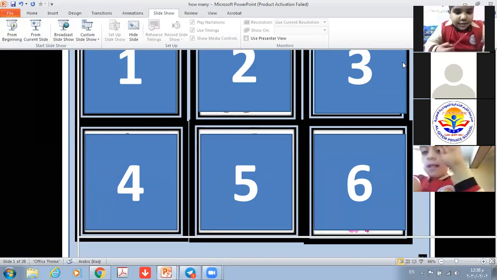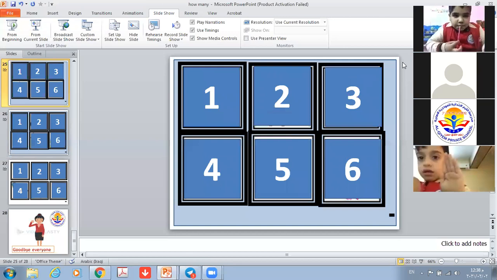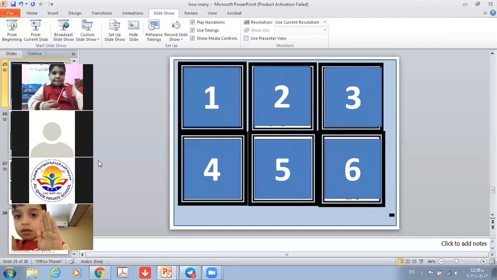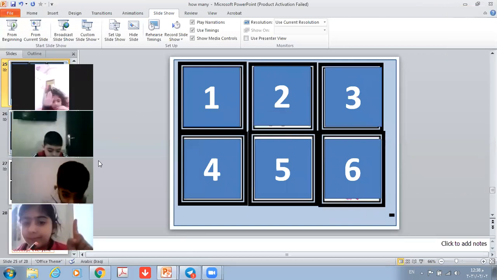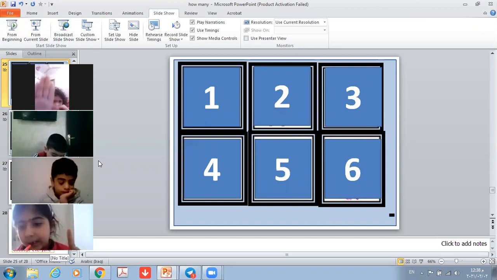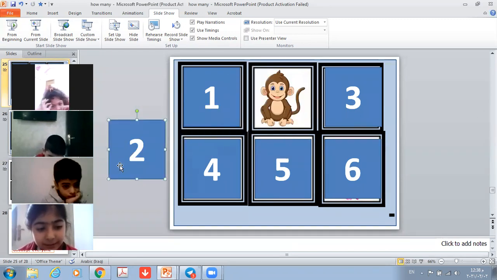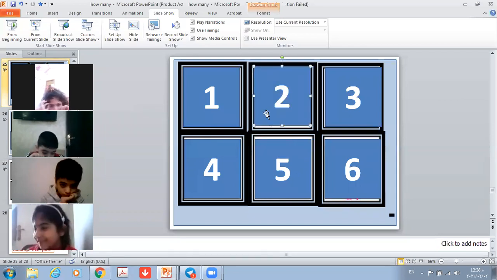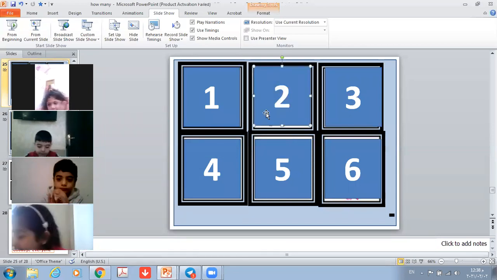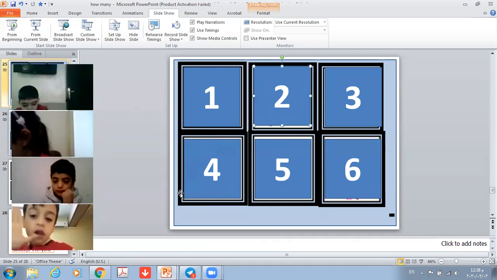So, I will ask you, where is the monkey? Can you find the monkey? Yes, Rawan, where is the monkey? Is it two? Okay, let's see. Yes, very good, Rawan. It's on number two. Everybody clap for Rawan. Good job, Rawan. Okay, so now where is the chair?